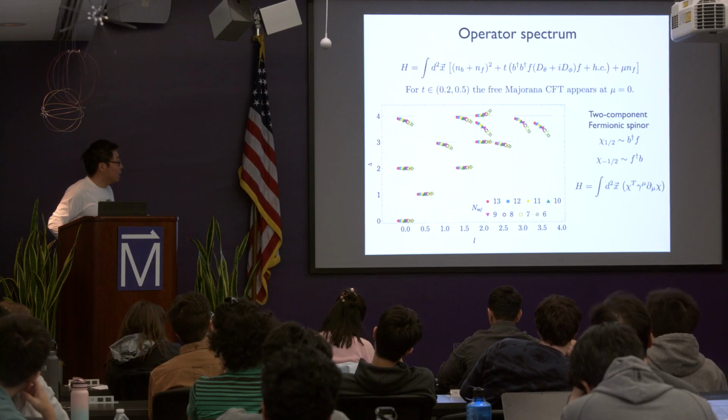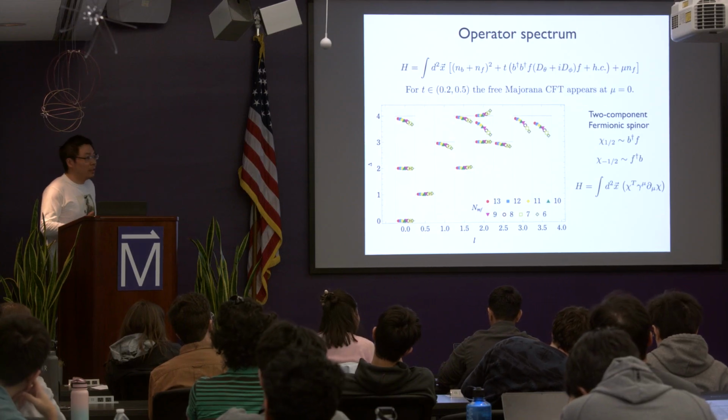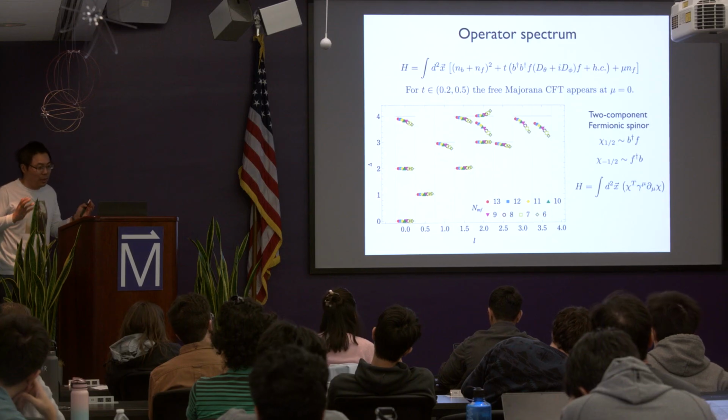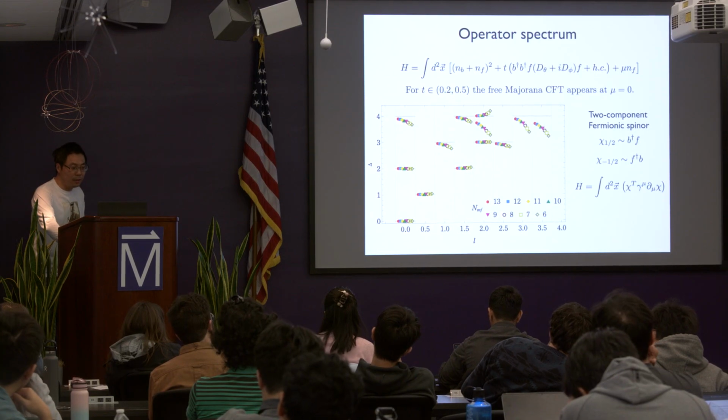My naive guess is that maybe at mu equal 0, this model is secretly integrable. I don't know, but it would be something really worth understanding.